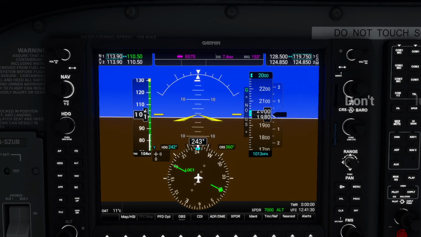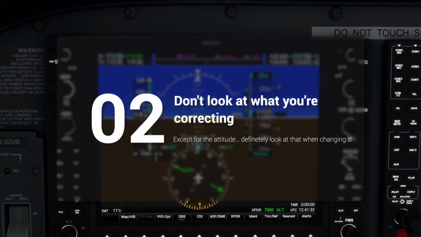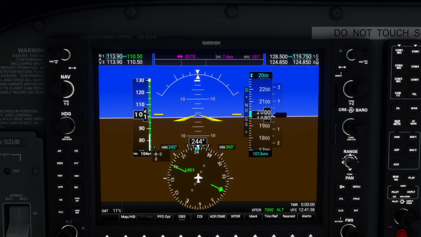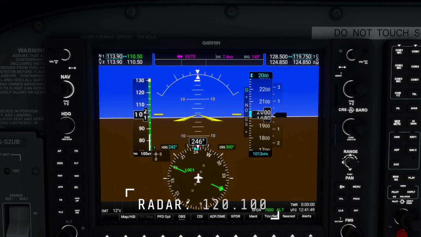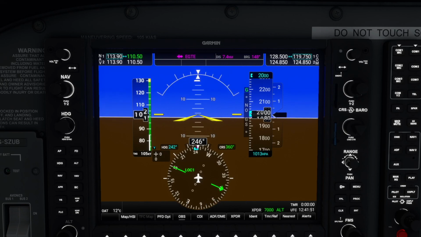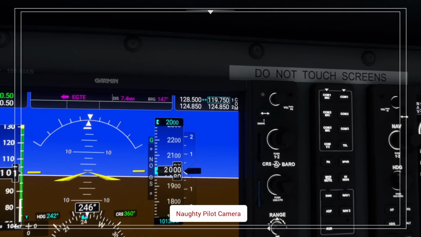Second rule, don't stare at what you're correcting or what you're changing. The exception to this rule is the attitude itself. Let me clarify. ATC tells me contact radar 130.1. Let's go ahead and change that without doing things properly. So 120.1 we said. So I'm going to go ahead.